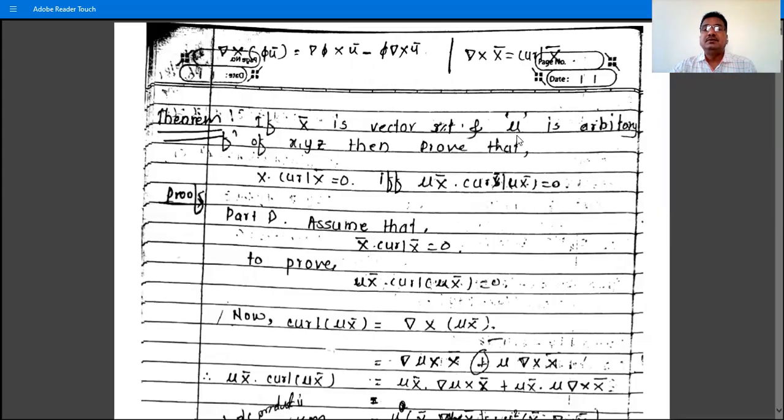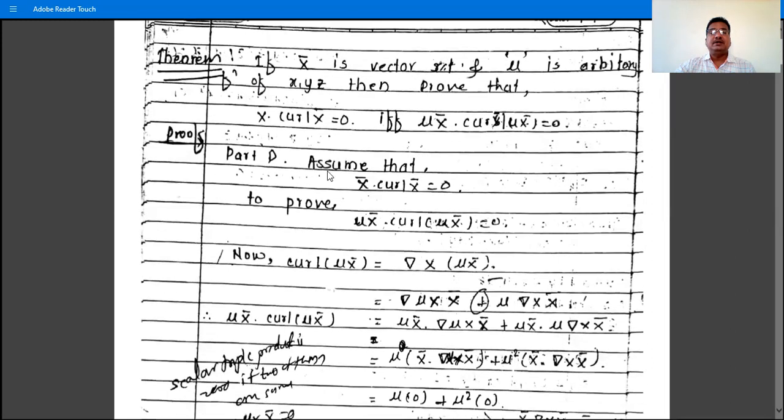Theorem on Pfaffian differential equation. If x bar is a vector and mu is an arbitrary function of x, y, z, that is, a scalar function, then prove that x bar dot curl x bar is 0 if and only if mu x bar dot curl mu x bar is 0.